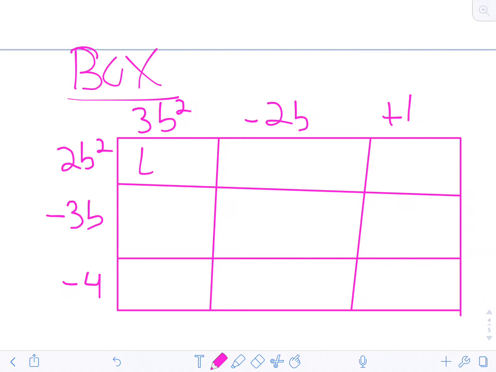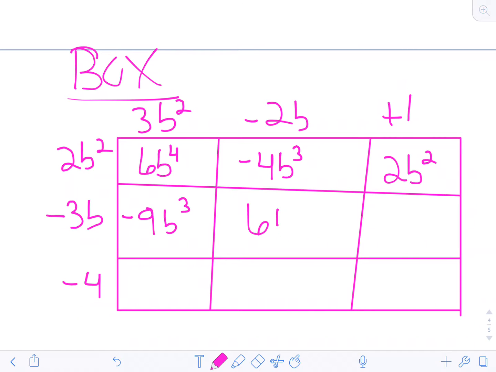2 times 3 is 6. B squared, we multiply those, you add exponents, it gives you b to the 4th. 2 times negative 2 is negative 4. 2 plus 1 is 3. 2 times 1 is 2, and you just have a b squared. Negative 3 times positive 3 is a negative 9. 1 plus 2 is 3. Negative 3 times negative 2 is 6. 1 plus 1 is 2. Negative 3 times 1 is negative 3, and you have a b.